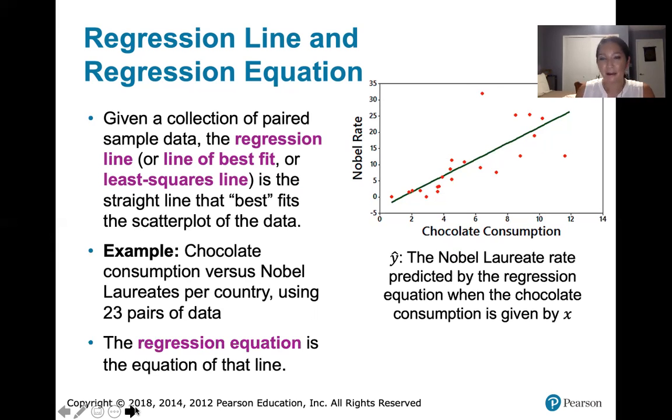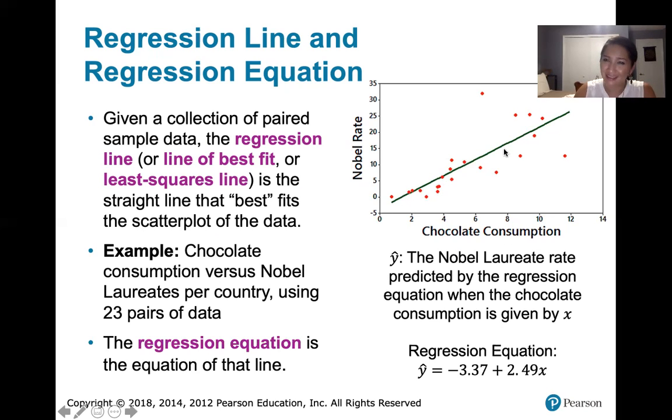Now, in the equation I'm about to put on the screen, y hat represents the Nobel laureate rate predicted by the regression equation when the chocolate consumption is given by x. So it turns out that the Nobel laureate rate predicted by the regression equation is negative 3.37 plus 2.49 times x, where x is chocolate consumption, with the appropriate units for chocolate consumption and the appropriate units for the Nobel rate. Now this y hat is a predicted value of y.